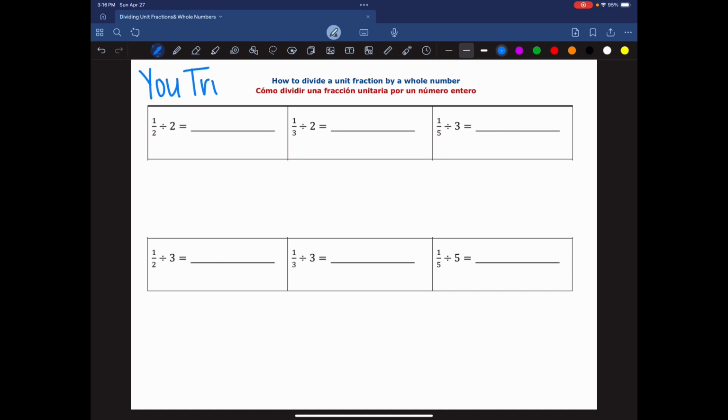Copy the following problems and solve them. When you finish, click play. Check your work alongside mine. The goal is to find and fix your mistakes. I'll see you in a bit. Click pause.